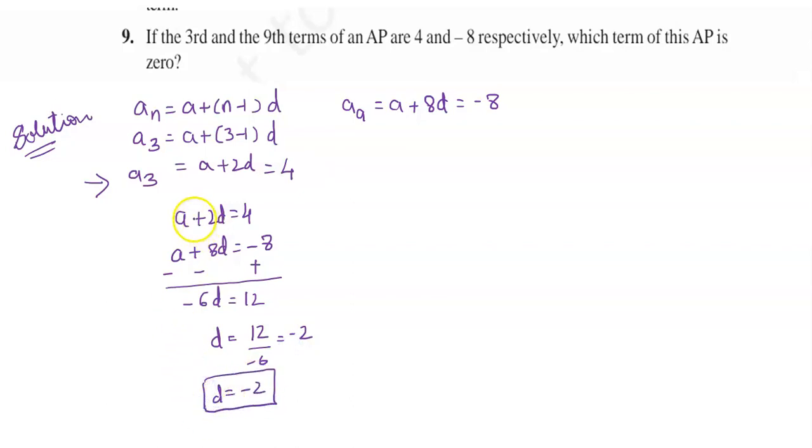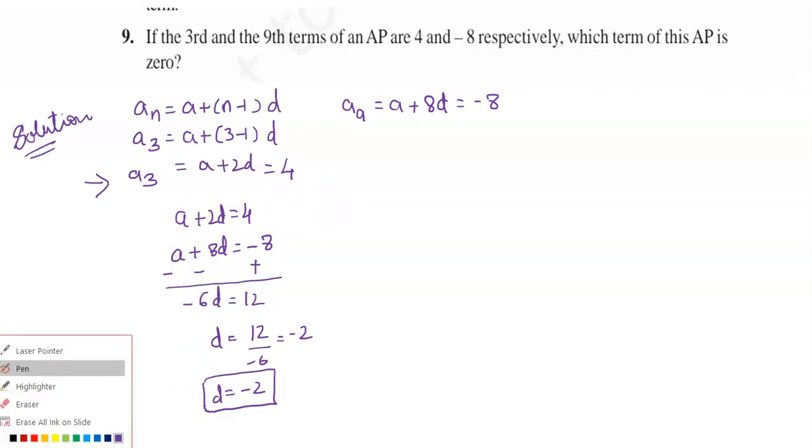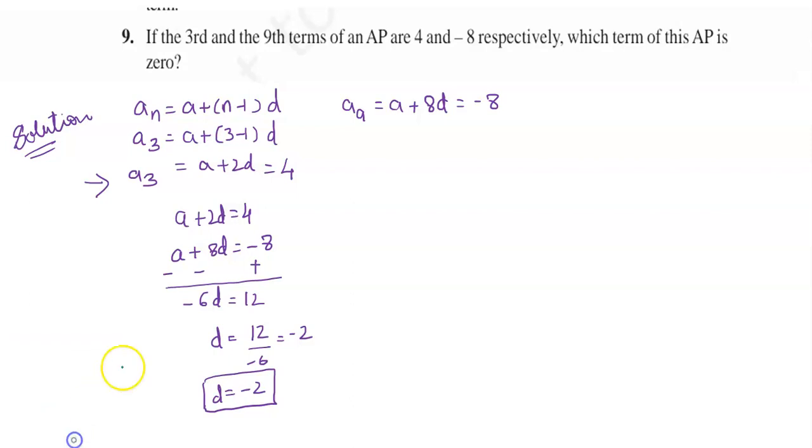We will substitute back here. We'll get the value of a. So let me change the ink, so it will be easy for you to differentiate. We solved till this part here. Now a plus 2 into d. What is the value of d, students? Minus 2. So a minus 4 is equal to 4.